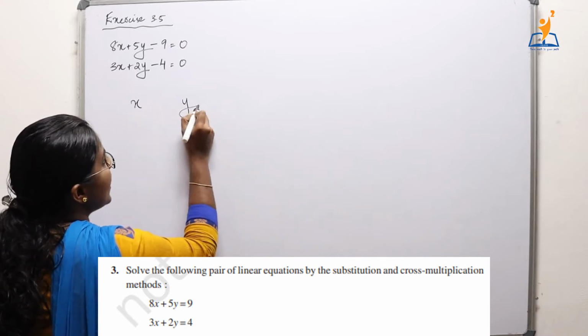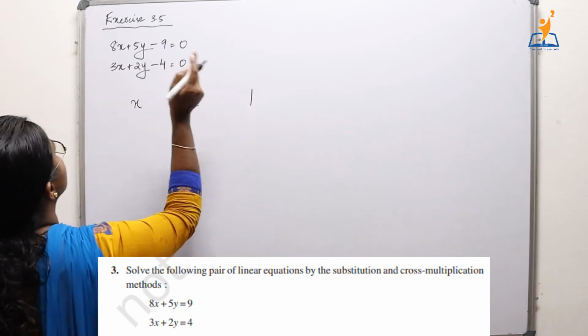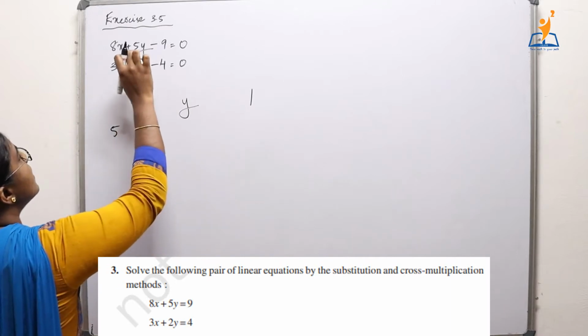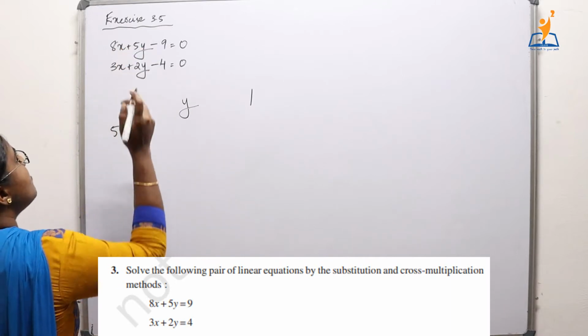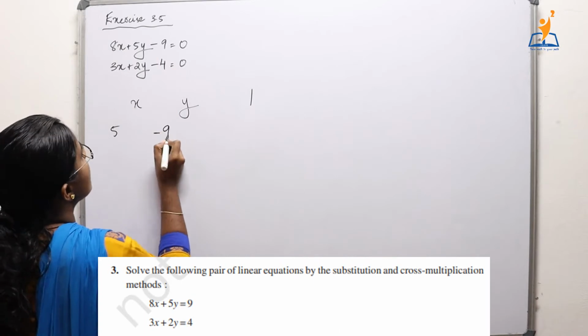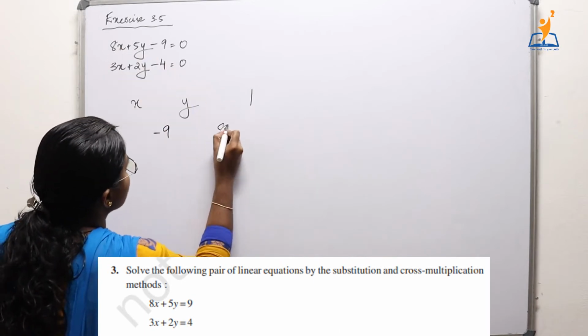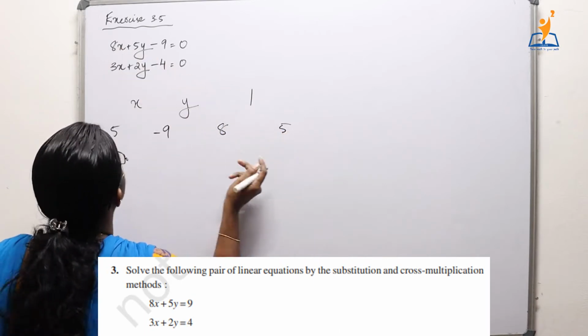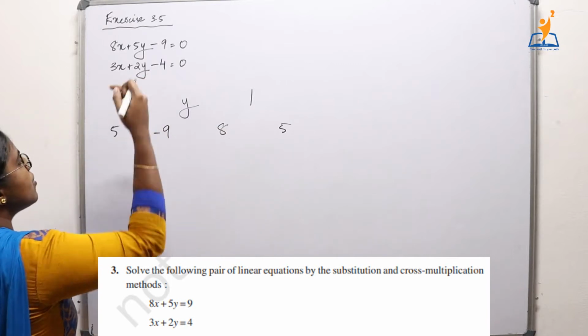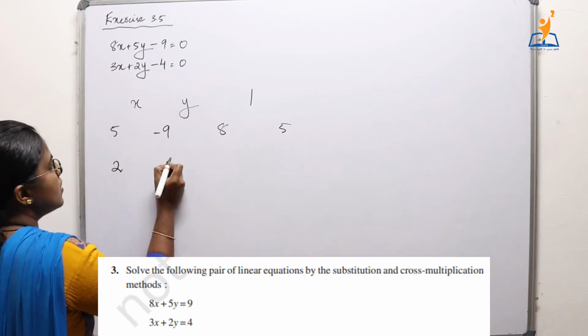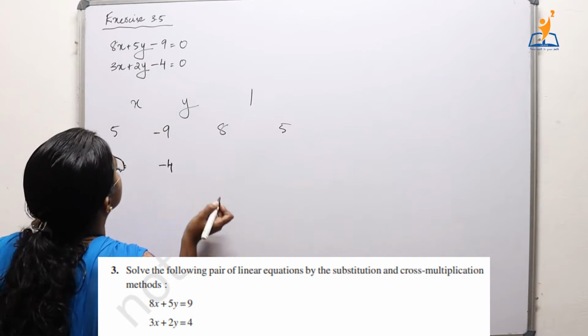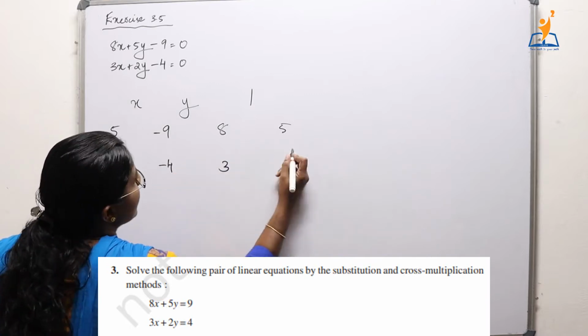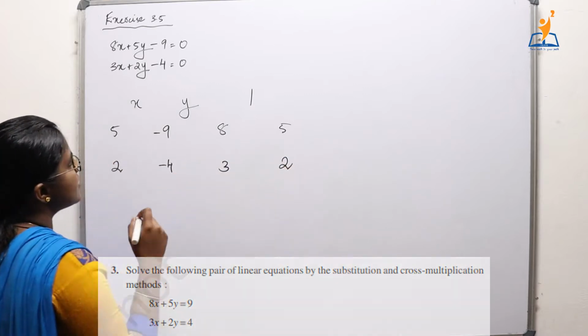X, Y, 1, and we want coefficients here, that is coefficient of Y, that is 5. Now constant, minus 9. Now coefficient of X, again coefficient of Y. From the next equation, we want coefficient of Y, that is 2, constant minus 4, coefficient of X 3, and again coefficient of Y, that is 2.